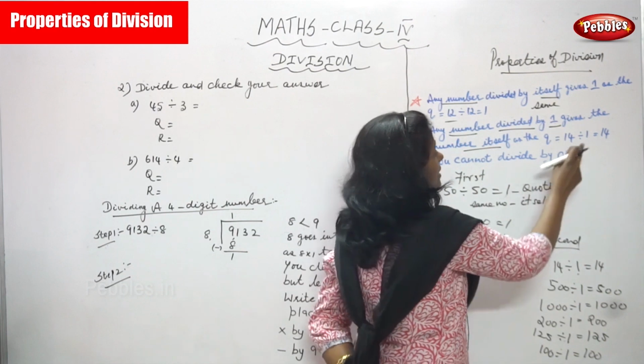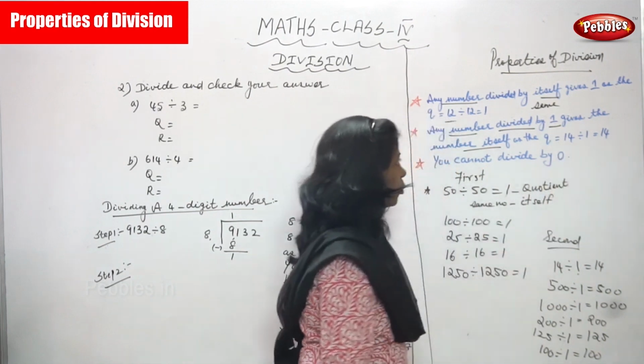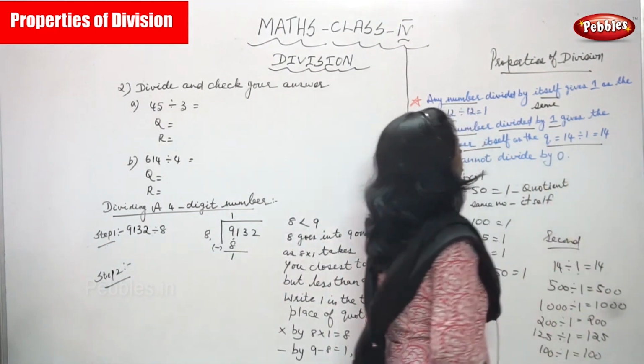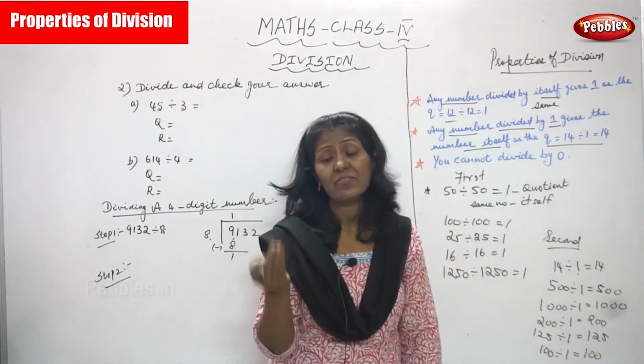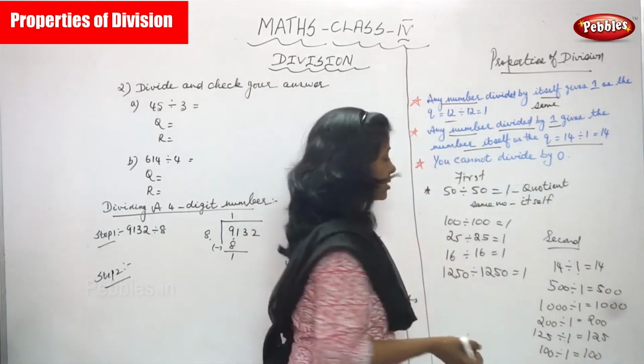That is, 14 divided by 1, you can get 14. This is the example. So any number divided by 1 gives the same number itself. That is the property.